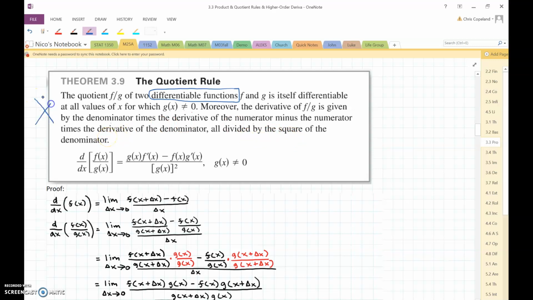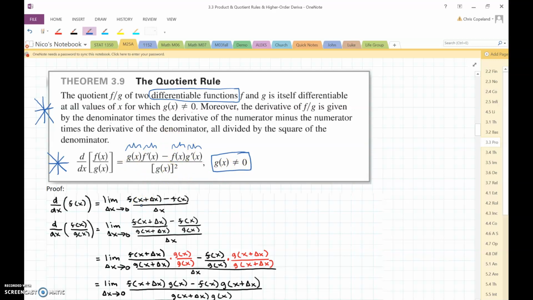So again, all of this is stating the same thing as down here. This is stating the derivative of f of x divided by g of x with respect to x. And the rule is you take the denominator function times the derivative of the numerator function minus the numerator function times the derivative of the denominator function, all of that over the denominator squared, where the denominator cannot be equal to 0, because if the denominator is equal to 0, then this whole thing would be undefined. So this is the quotient rule.